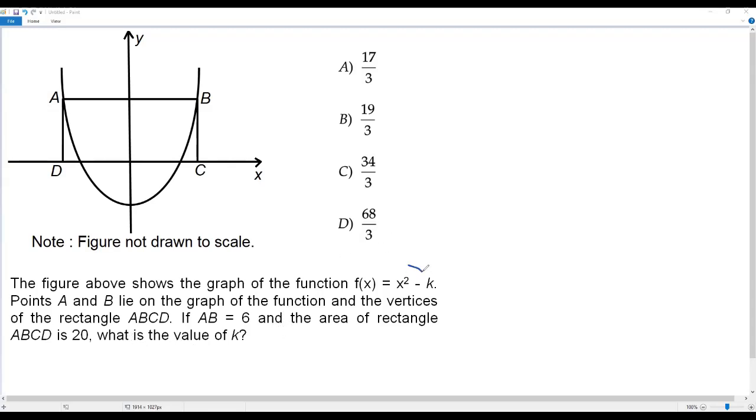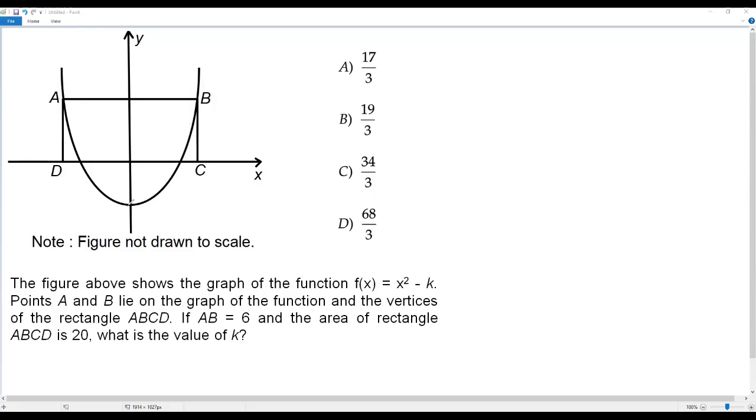k? So here we have a quadratic function. The graph of this quadratic function is given over here. Since it's a quadratic function, we have to consider the graph over here as a parabola. Also the length of AB is given, that is 6 units, and the two points A and B lie on the graph of the function and are vertices of the rectangle ABCD as well.